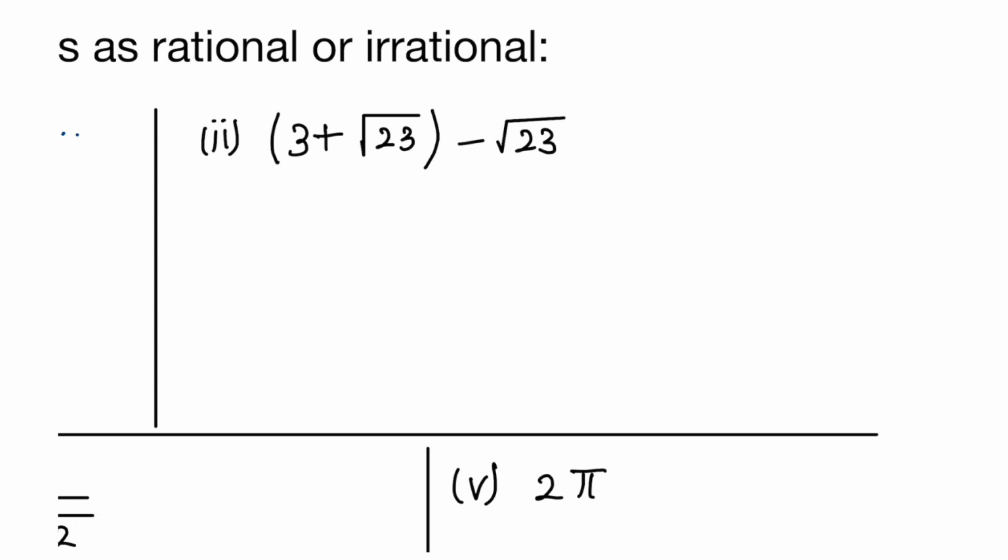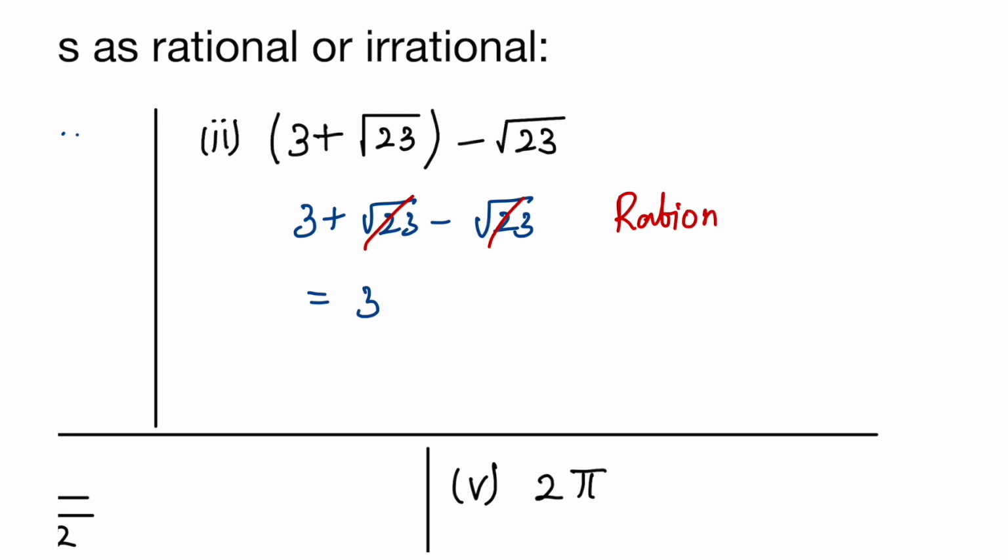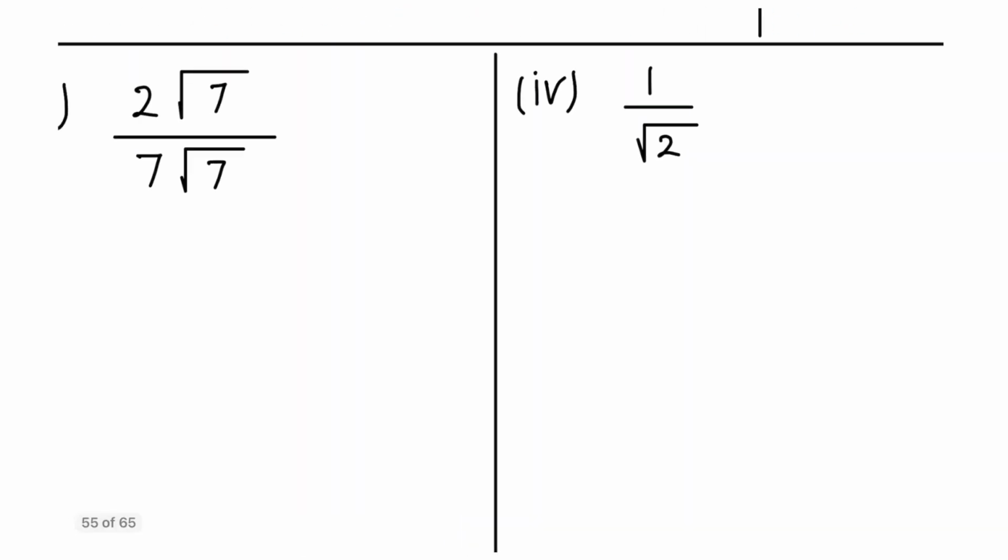Okay, now moving on to the next subdivision, which is 3 plus root 23, that is a single term, and minus root 23. Okay, so 3 plus root 23 minus root 23. So these root 23 and root 23 get cancelled, right? Because one is positive and the other one is negative, and that leaves you with 3. And 3, as we know, is obviously a rational number. So this expression 3 plus root 23 minus root 23 is a rational number.